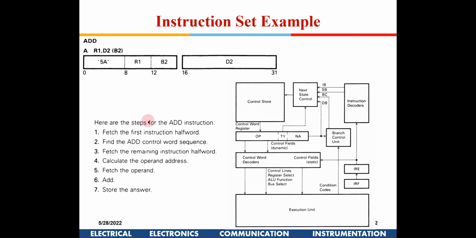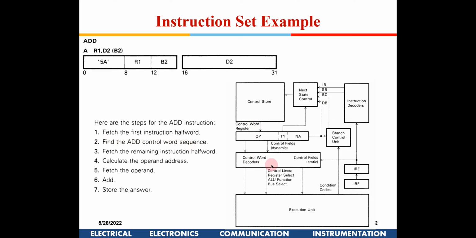So what are the steps? If we write those steps in a sequential manner, to understand how the timing signal should flow, we can write down these steps. Fetch the instruction half word, and find the add control word sequence. From the instruction you have to find out that it is a register to memory addition, so that particular control word needs to be decoded from the instruction through the control store. So this says find the add control word, which is nothing but decoding the instruction.